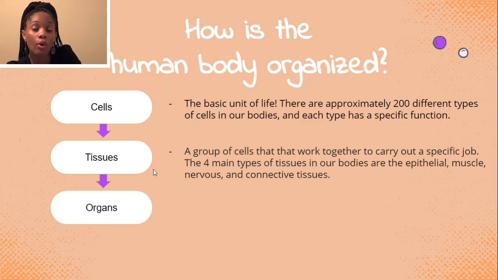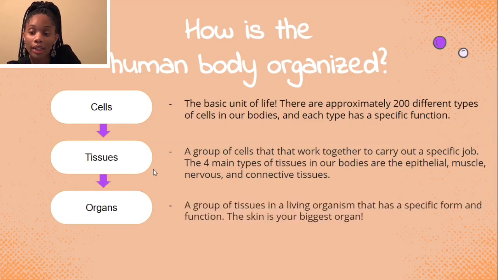Then we have organs. Organs are a group of tissues in a living organism that has a specific function and a specific form. All right, so I'm pretty sure you can think of different organs in your body. You have your heart, you have your lungs, your kidneys, your pancreas. I'm pretty sure you can think of other types of organs in your body. But while you're sitting there thinking about it, just know that your skin is going to be the biggest organ that you have.